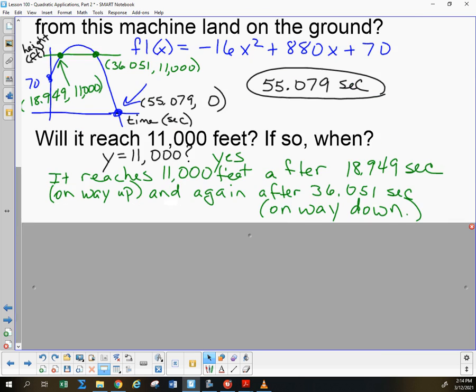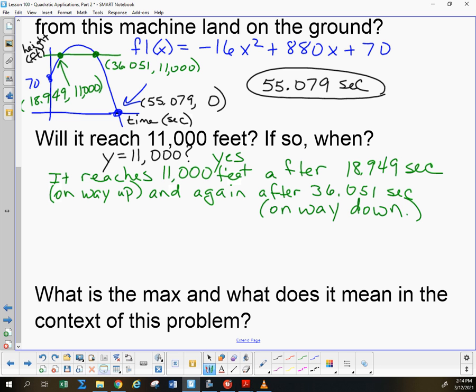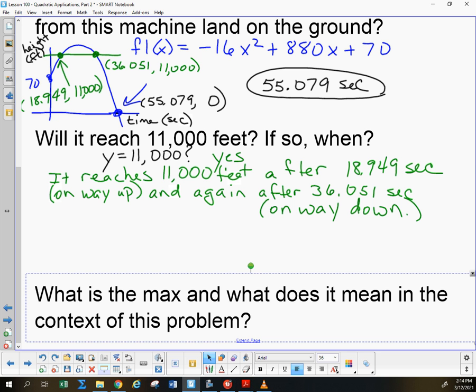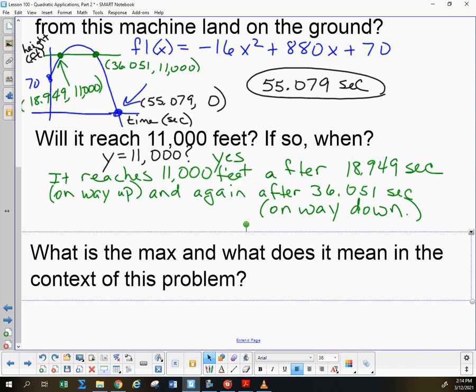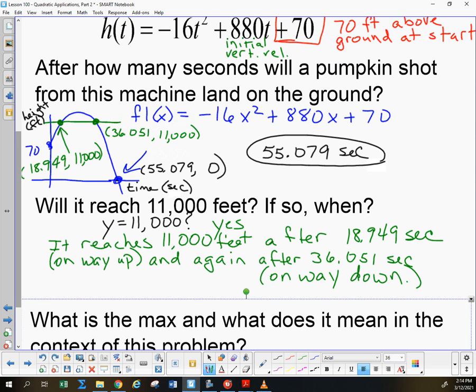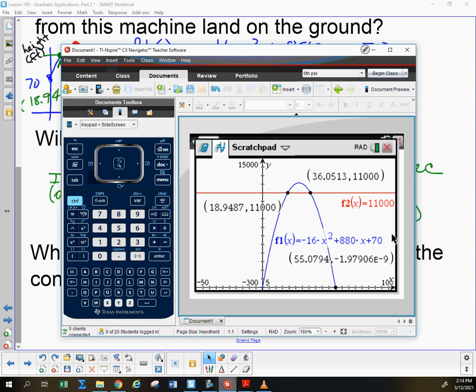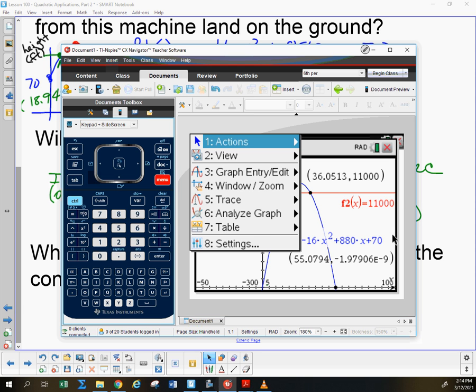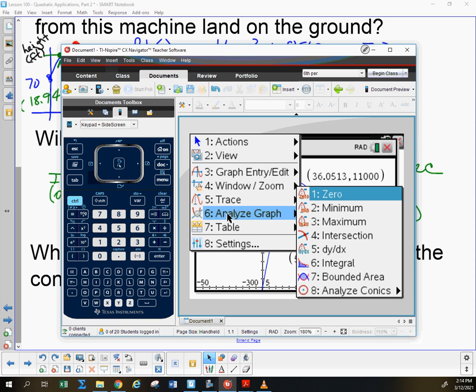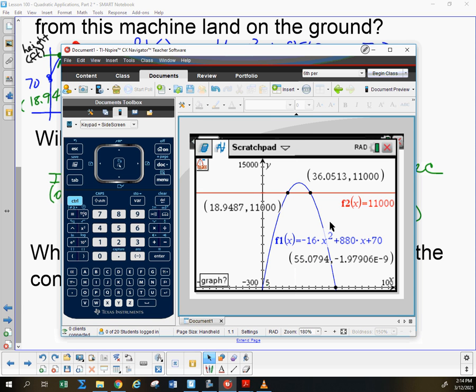And let's see what else it wants to know about this problem. What is the max, and what does it mean in the context of this problem? So we know that means we need to find the coordinates of that vertex. So now we are looking for our vertex right here. So we go back to our calculator, and we do menu, analyze graph. This time we want a maximum, so choice 3.